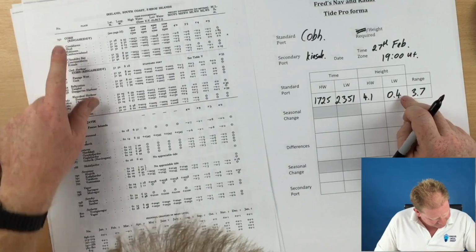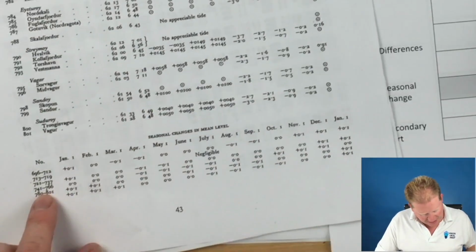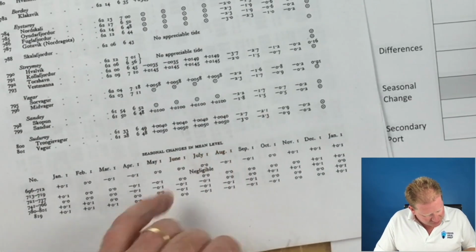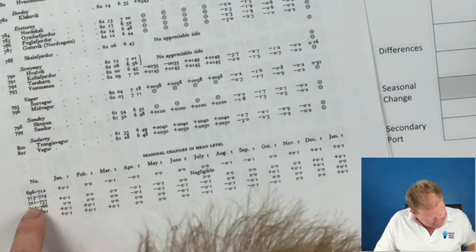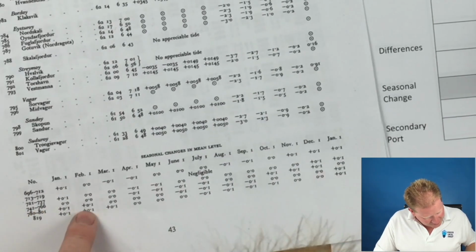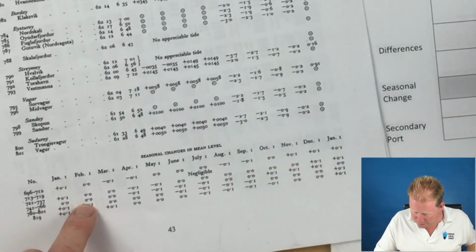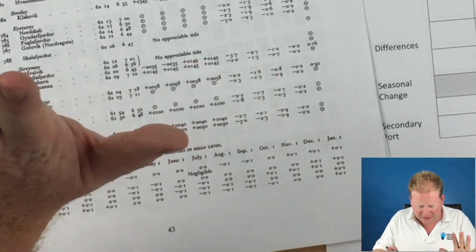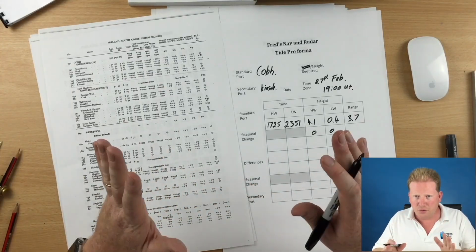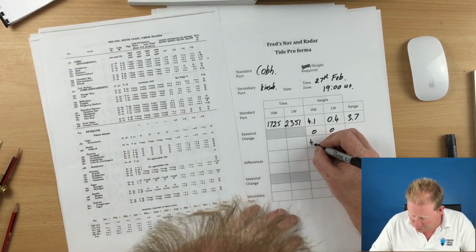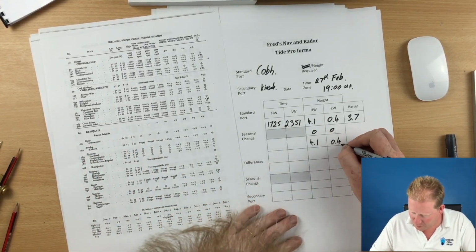So COB is 751. You come down to the bottom of the page, or the next page, there'll be a column where it says seasonal changes. You're looking for the number 751, falls between 741 and 766. February, 0. So there is no seasonal change. That makes it easy for an example. We have a few later on that we can do together. So that's 4.1 and 0.4.